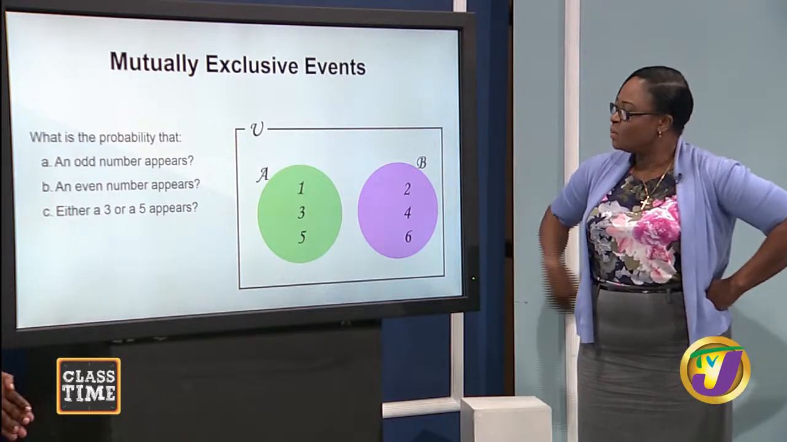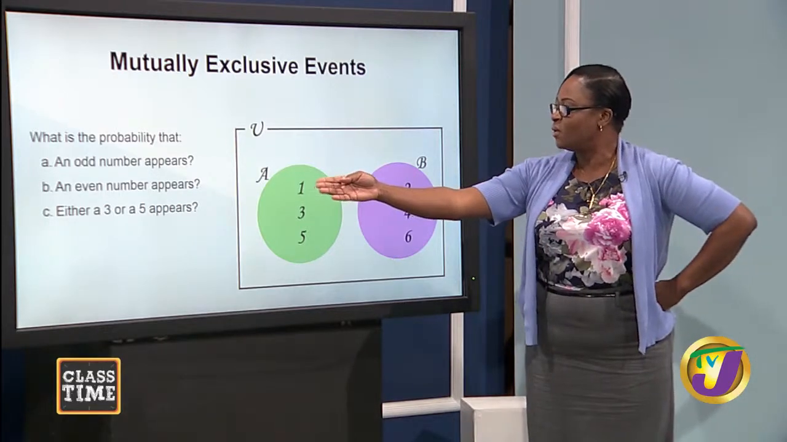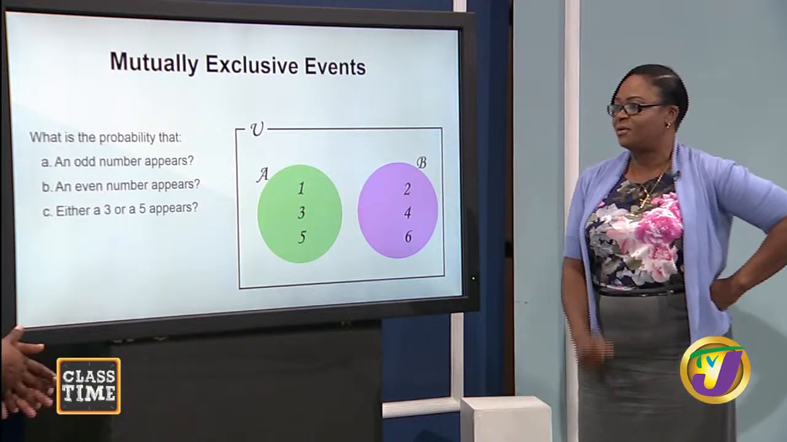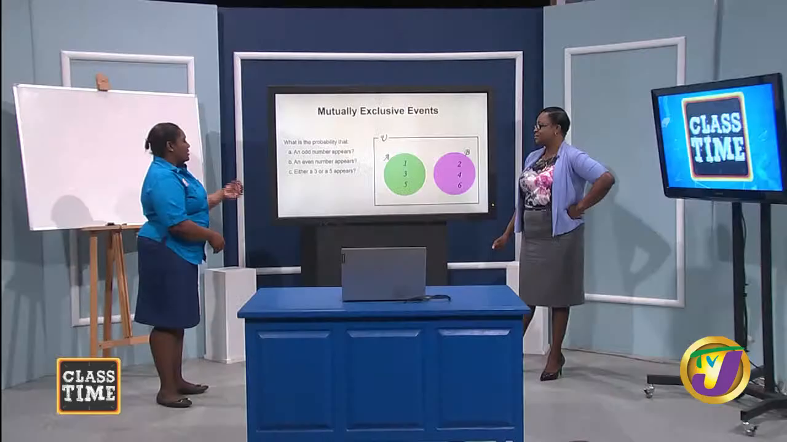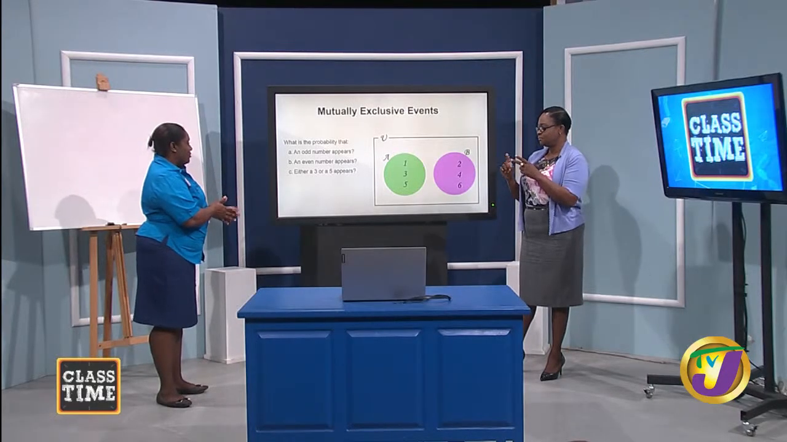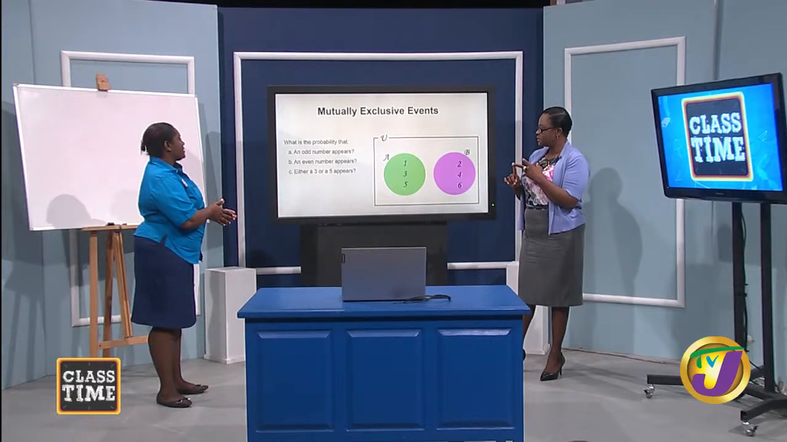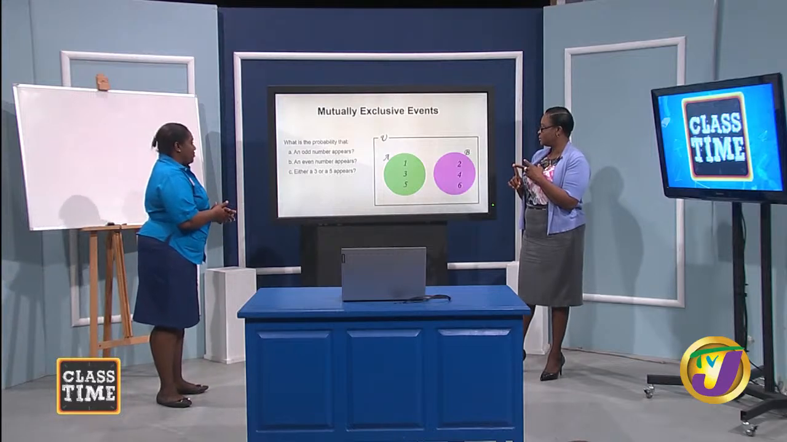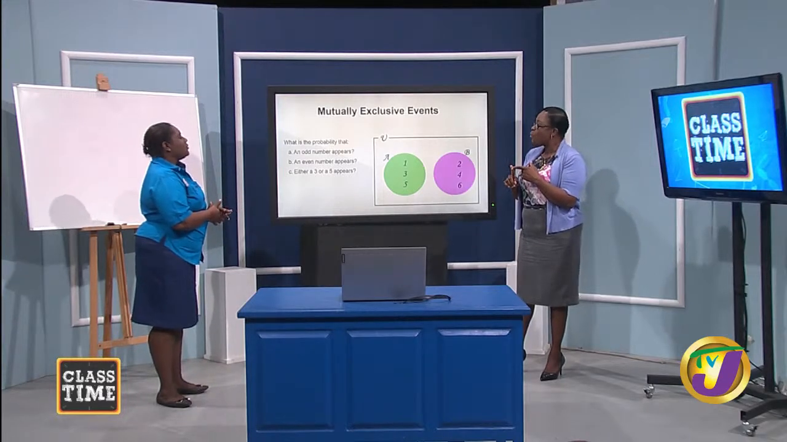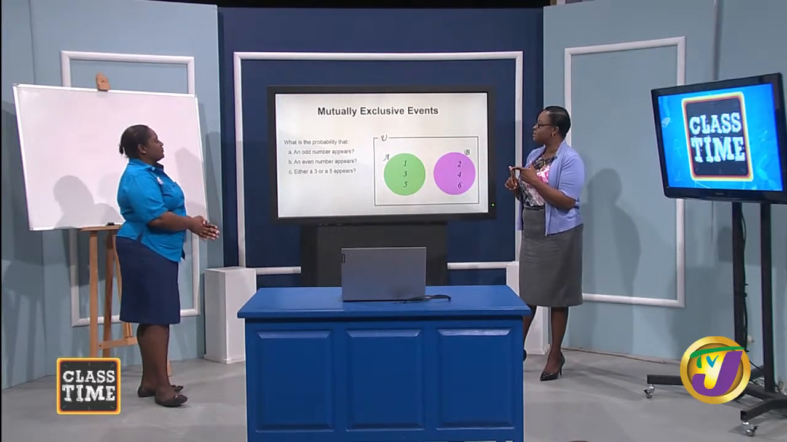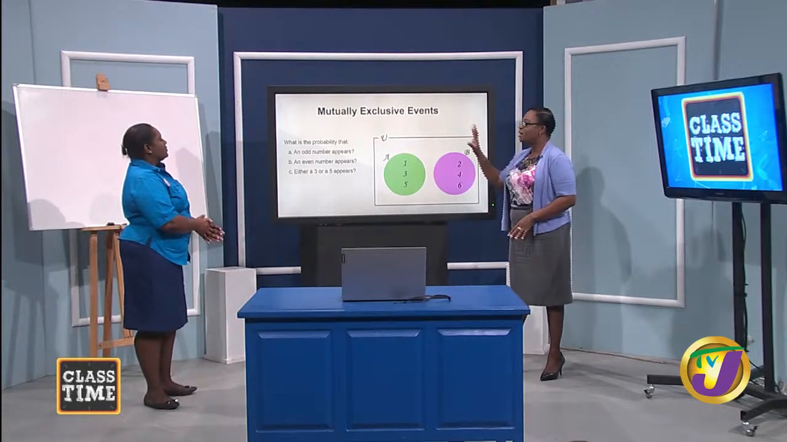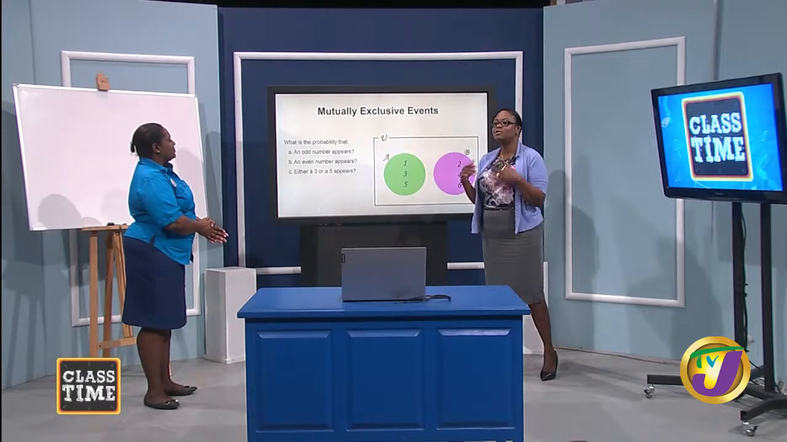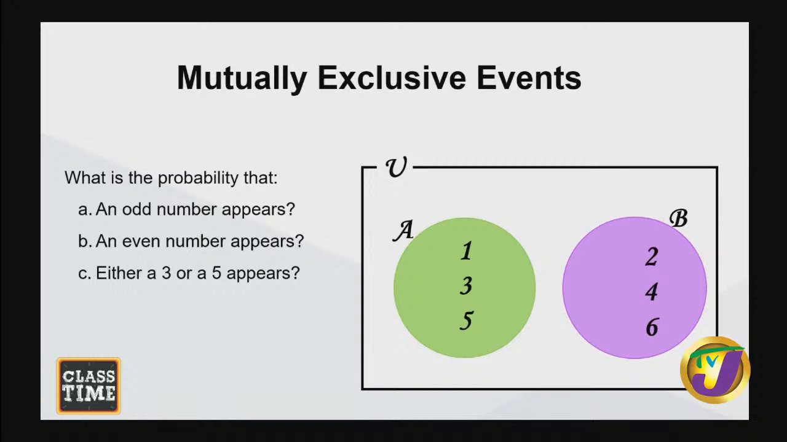But Shadeen, what about either a 3 or a 5? So it's the probability that either a 3 occurs, which would be 1 out of 6, or the probability that a 5 may occur, which would again be 1 out of 6. Yes. Okay, so we are using the illustration here to better appreciate and understand the whole idea of mutually exclusive events.